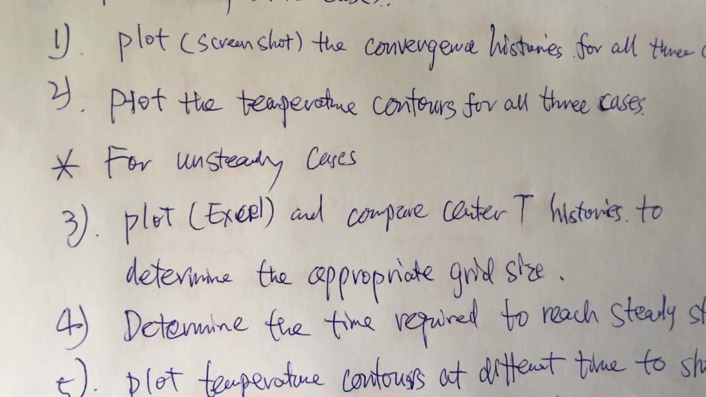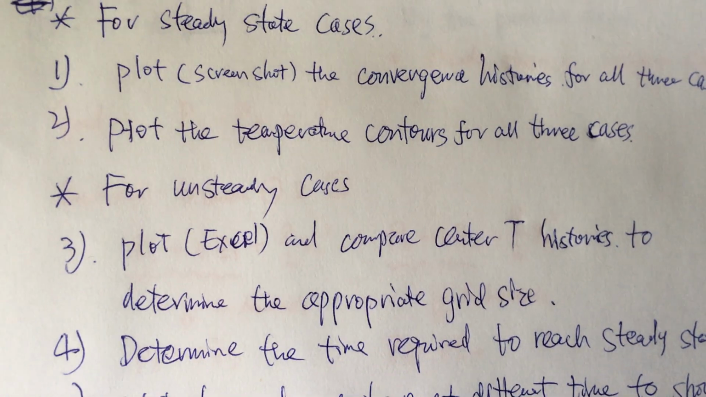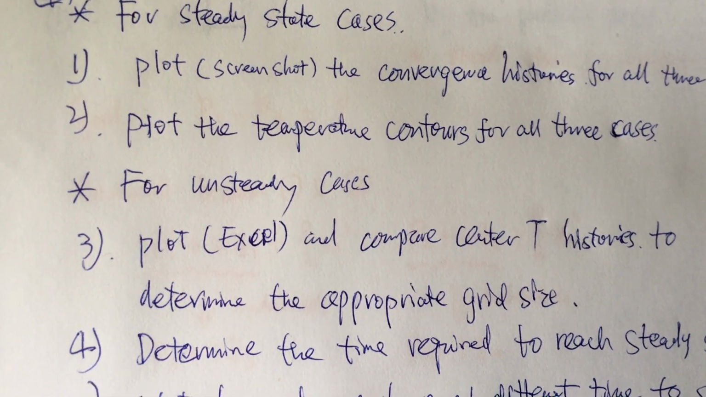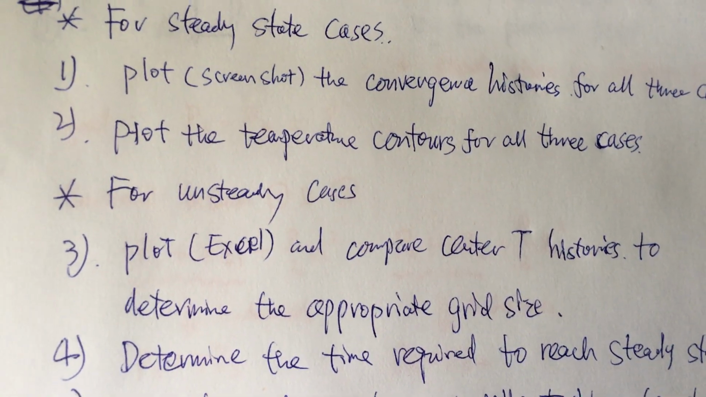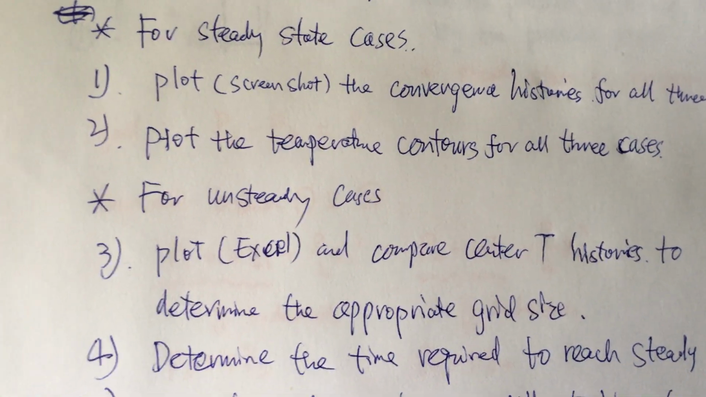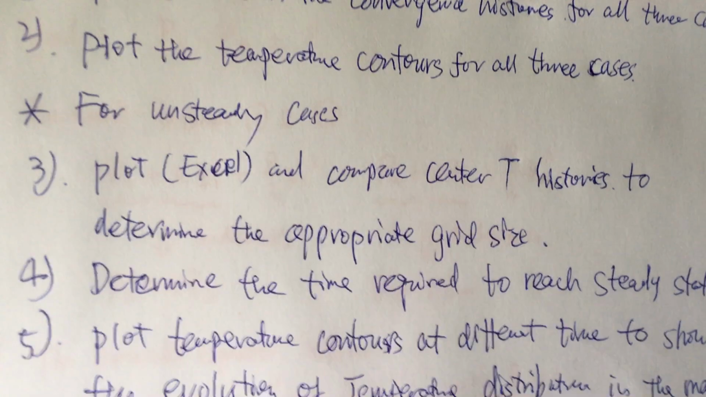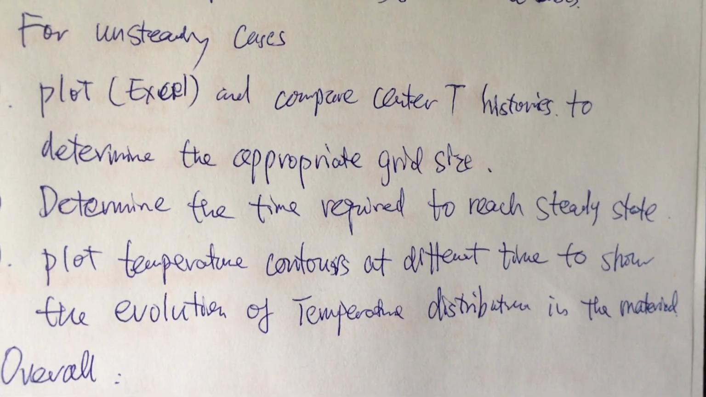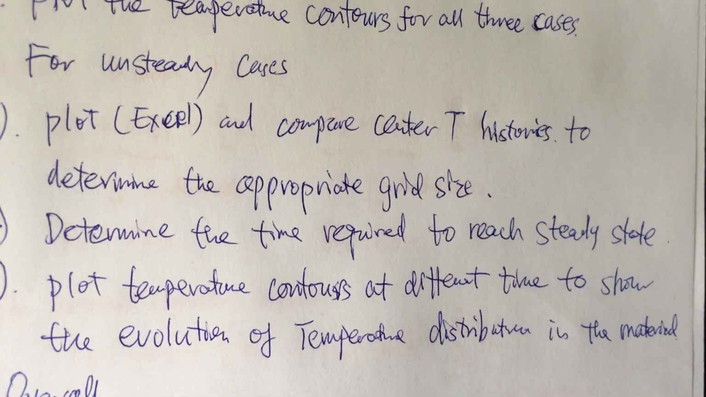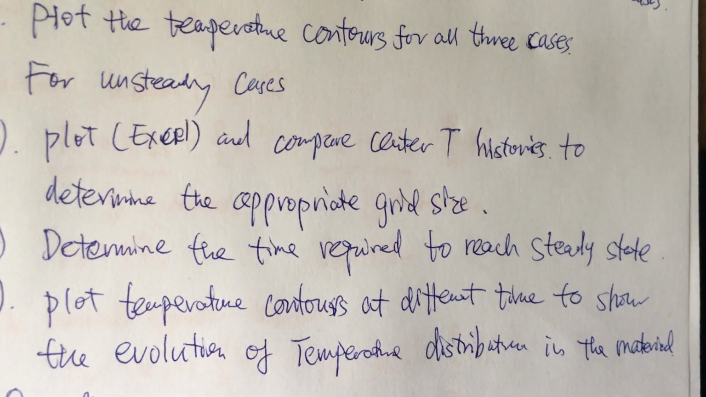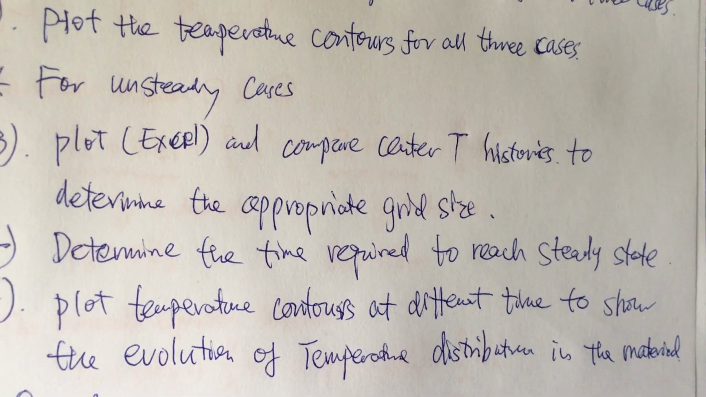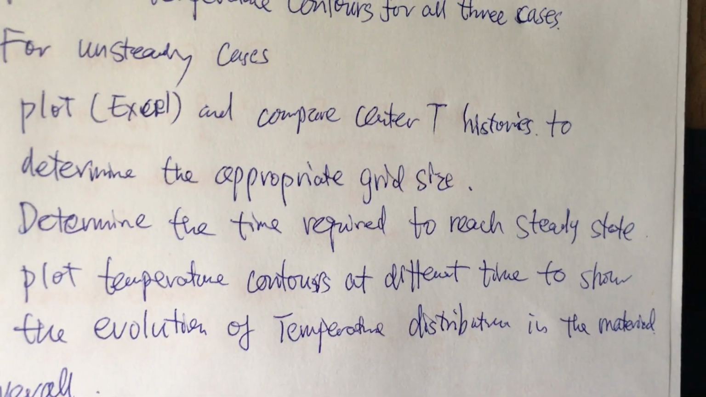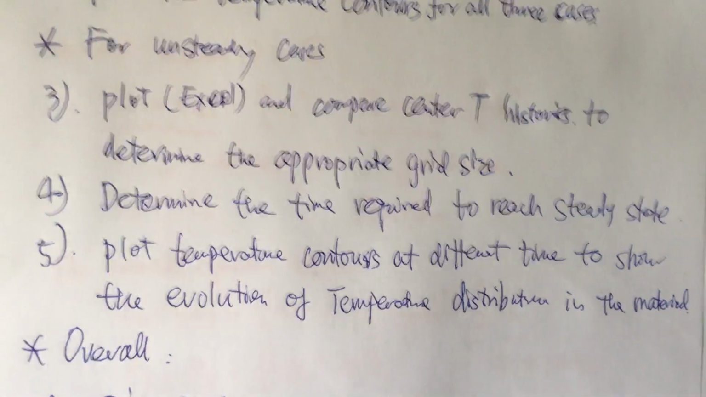So the temperature inside the material keeps changing, right? It evolves from the initial temperature you specified to the steady temperature at the end. So there's an evolution, right? I want to show the change of temperature inside the domain with time. So pick at least 4 different times, okay, to plot the contours and to see how the temperature changes with time, how the temperature evolves. Okay, so that's number 5.